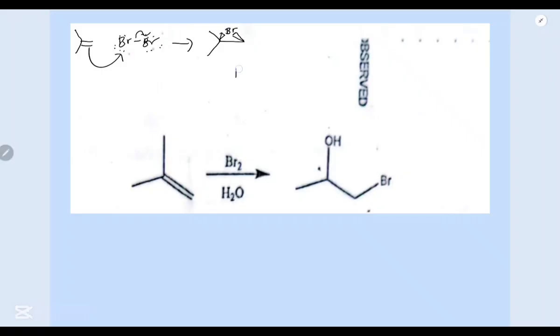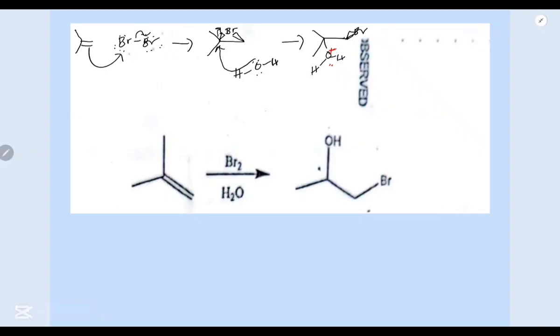Second step, we are going to have your water here. This water now will come and attack from behind, expelling this bond. So probably you have the answer with a bromide, which is this one, and the water which has been added, the positive charge.